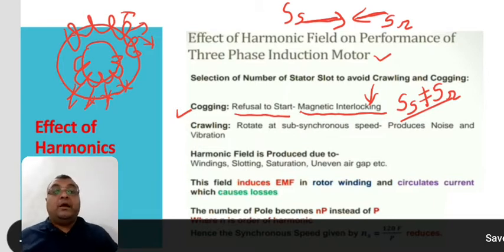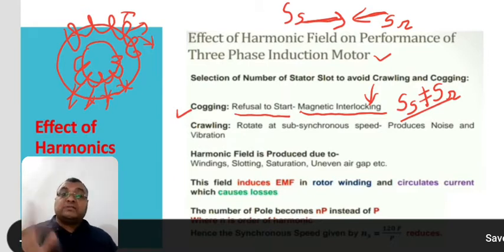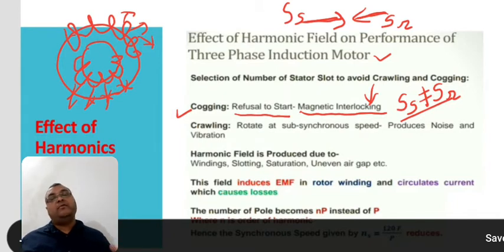If the stator slots equal the rotor slots, the fields oppose each other, and the motor will refuse to start. Because the magnitude is the same, the motor refuses to start and magnetic interlocking occurs between the stator and rotor. We call that cogging. This is the effect of the harmonic field; how exactly the harmonic field is produced we will see in the next slide.